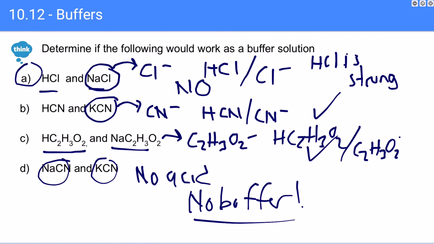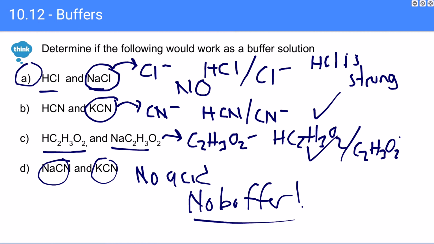HCN and KCN. KCN produces CN minus ions. So that gives us HCN and CN minus. They are a conjugate acid-base pair because they differ by a hydrogen, and HCN is weak, so that is a buffer. And then the third one there is acetic acid, HC2H3O2, and sodium acetate, NaC2H3O2. That will dissociate and produce C2H3O2 minus ions. So we end up with HC2H3O2 and C2H3O2 minus. That is a conjugate acid-base pair, and it's a weak acid, so that would be considered a buffer solution. And then lastly, we have NaCN and KCN, and there's no acid there. And when we don't have an acid, we don't have a buffer.